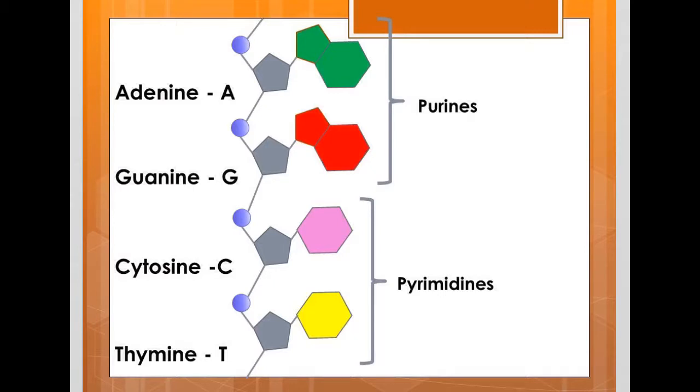We have 4 bases of DNA. The bases are adenine, which we represent with a capital A, guanine, which we represent with a capital G, cytosine, which we represent with a capital C, and thymine, which we represent with a capital T. And here I will circle for you individual nucleotides.